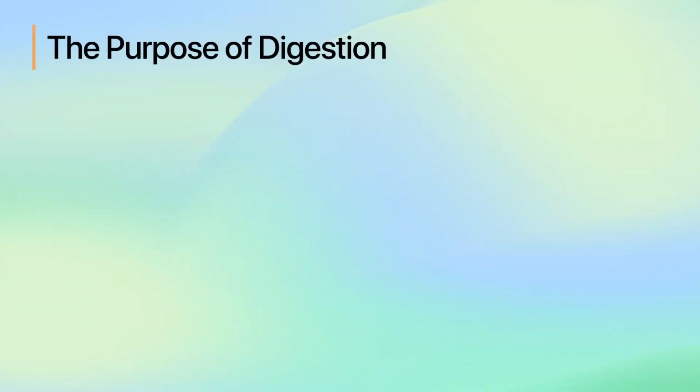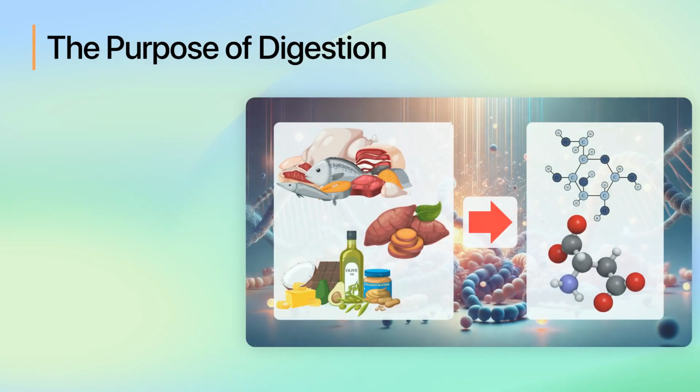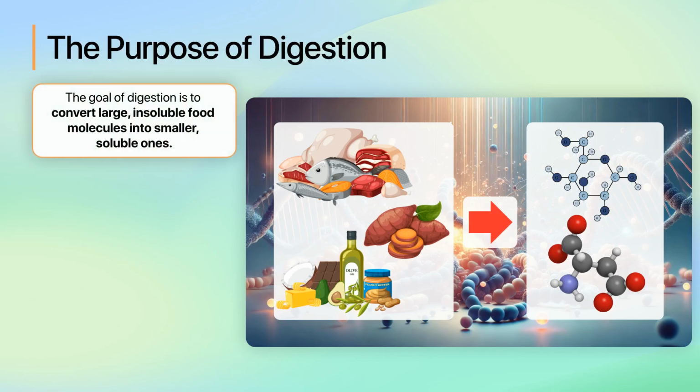To begin our lesson on digestive enzymes, let's recall why we need them. The food we eat is made up of large, insoluble molecules like starch, proteins, and fats. These molecules cannot pass directly through the walls of our digestive system into our bloodstream, so they need to be broken down into smaller, soluble molecules. This is where digestive enzymes come in.